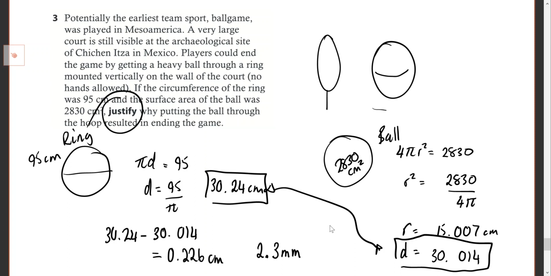But what is important here is the word justify. Without the numbers, there's no justification. You can't just say, although you've got the right idea to put forward, the ball is only just big enough.